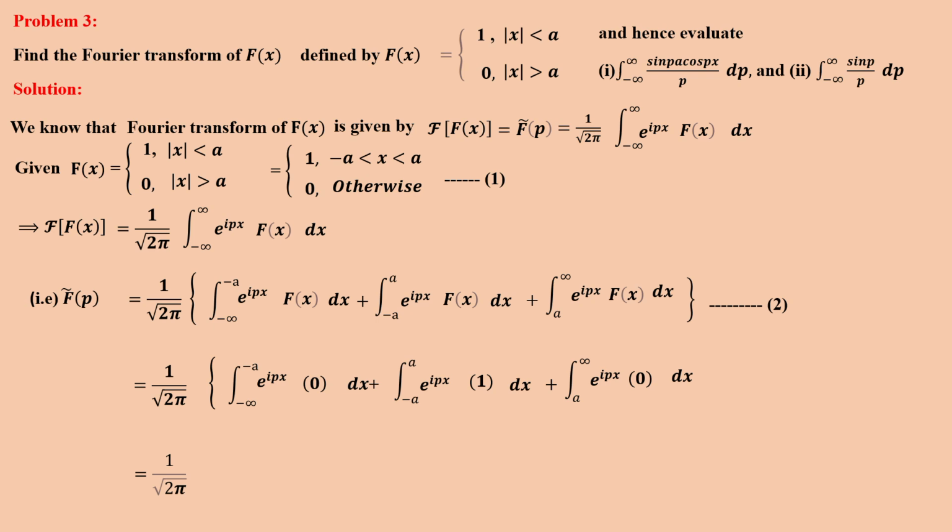So the middle one: integral from minus a to plus a of e power i px into 1 dx. So we are going to evaluate the integration of e power i px. We know the integral of e power ax is e power ax by a. Instead of a, you have ip. So 1 by root 2 pi, e power i px by ip, lower limit minus a, upper limit plus a, because we know the integral of e power ax dx is equal to e power ax by a.